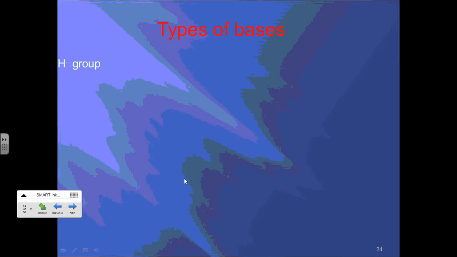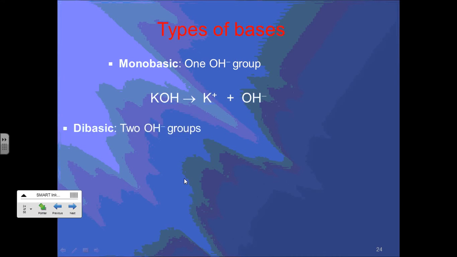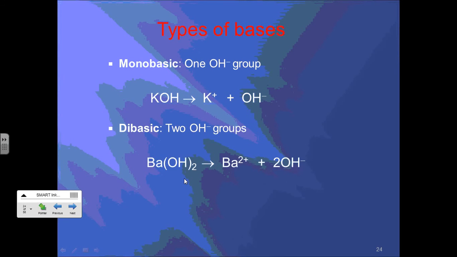Now, types of bases. There are monobasic, in which you have one hydroxide ion group, or there are examples where you might have dibasic, where there are two hydroxide ion groups.